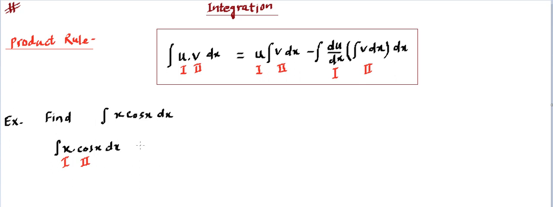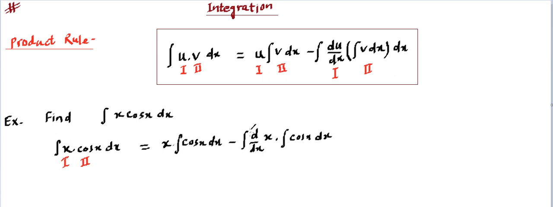So we are opting for x as the first function and cos x as the second function, and then you say this is going to be equal to: you write the first function as such, integrate the second function which is cos x, and you know this cos x integration is a direct standard formula, you can use that. Then go ahead, place an integration symbol, and within that integration you need to differentiate the first function, which is x, and then multiply this with the integration of the second function, which is cos x dx.